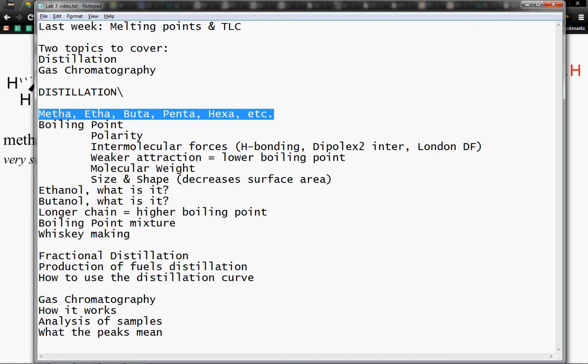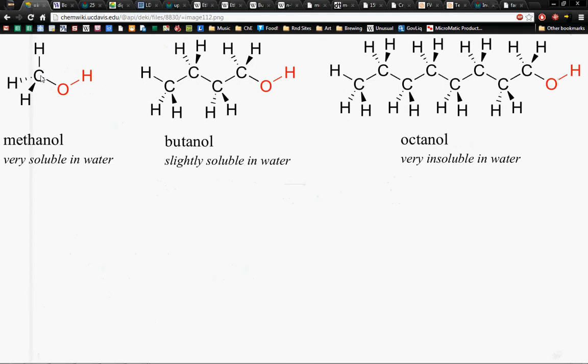So if you guys remember your metha, etha, buta prefixes, for methanol you've got only one carbon, and then you've got the alcohol group. For ethanol, you would have two. Propanol, you would have three. Butanol, then you have 4 carbons, and you've got the alcohol group. And then octanol, obviously you would have 1, 2, 3, 4, 5, 6, 7, 8 carbons, and your alcohol group.